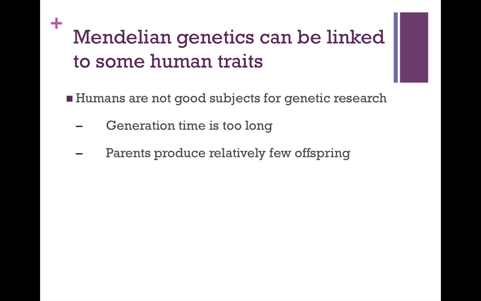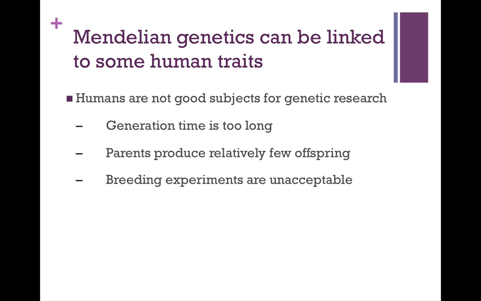Parents produce relatively few offspring. So if we're taking a look at rabbits or mice or anything else that reproduces a lot, or fruit flies, humans are not even in the ballpark because they have relatively few offspring.